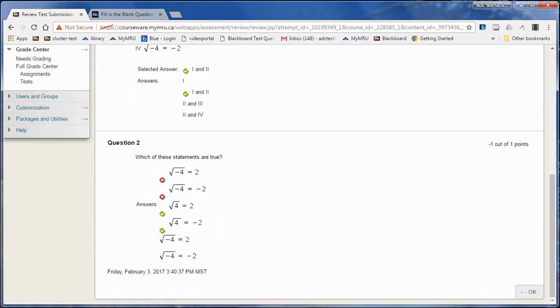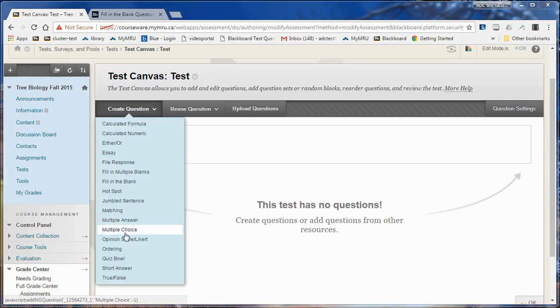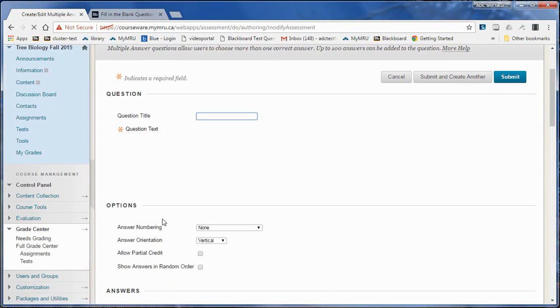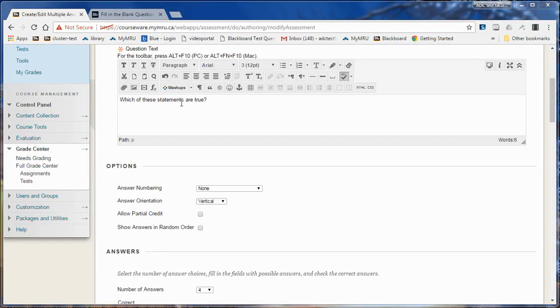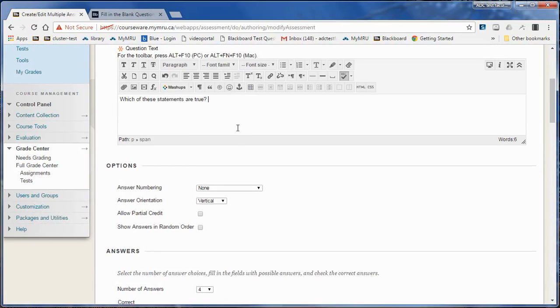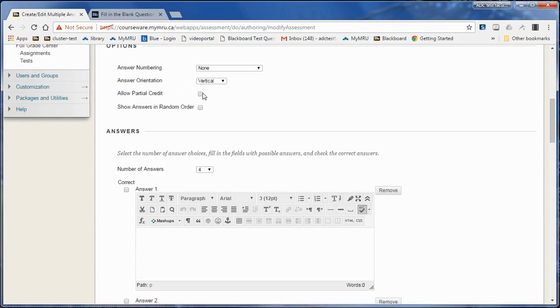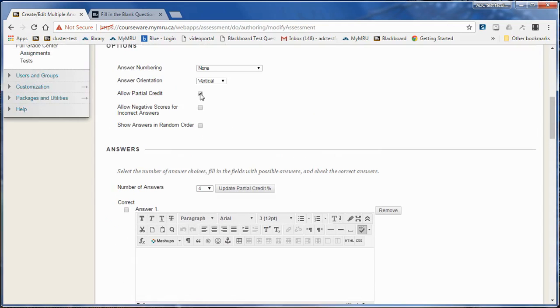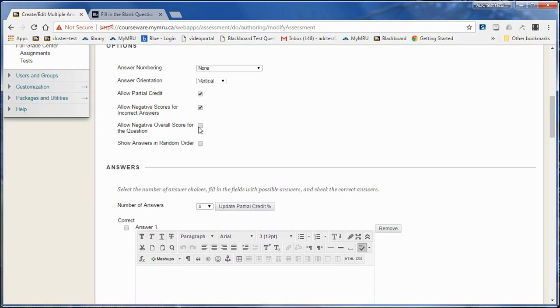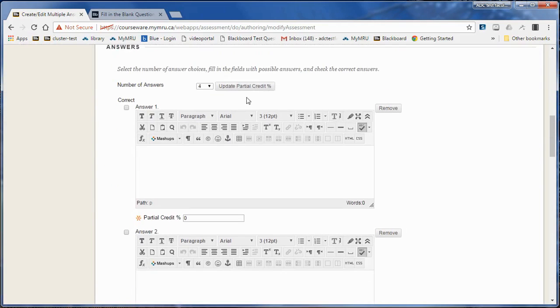So here's how to do it. In the test canvas, go to Create Question, Multiple Answer. Type in or copy with Control-Shift-V the question text, and then you have the option for partial credit if you wish, and then you allow negative answers if you wish, and allow it to go overall negative if you wish. You also can have a random order, which I'm not going to do, but you can. Then you can update, well, let's actually update our partial answers after I put them in.